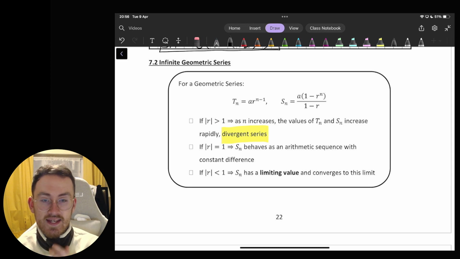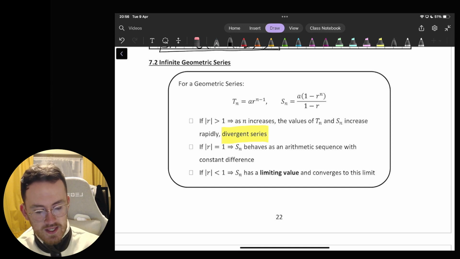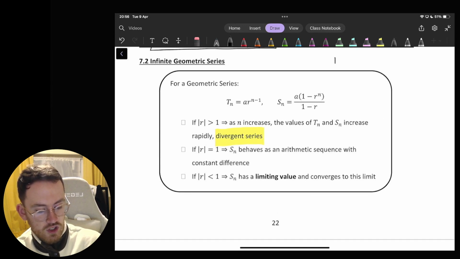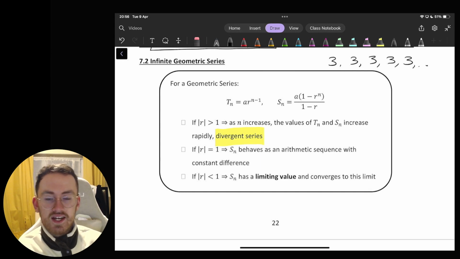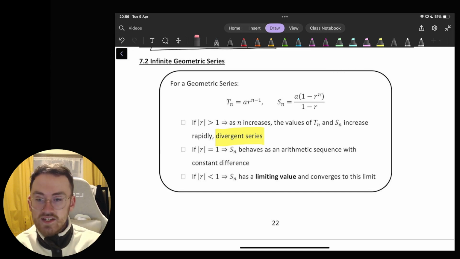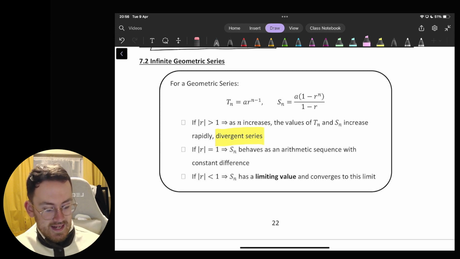If that ratio is 1 exactly, then our sum is going to be like an arithmetic sequence. Because if you think about what that would mean, if my first term is, say, 3, for example, and the ratio is 1, the next term is 3, and the next term is 3, and all the terms are just 3. And if I add those together, it's going to be like an arithmetic sequence nearly, with a common difference of 3.